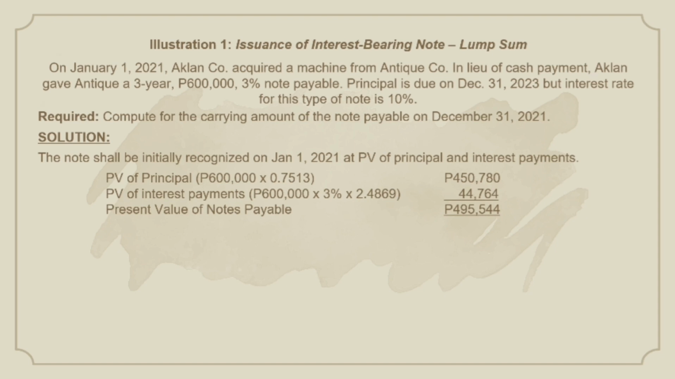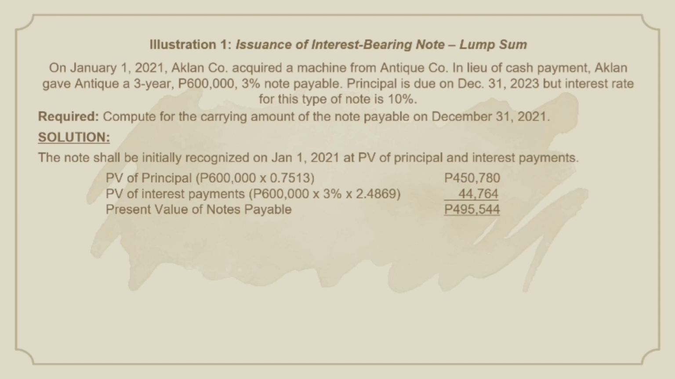So in the given data, no information is available to measure the note's fair value. Thus, the note shall be measured at discounted or present value. So the note shall be initially recognized on January 1, 2021 at present value of principal and interest payment. So present value of principal, we have here 600,000 times the rate of 0.7513, 450,780, and present value of interest payments 600,000 times 3% times the interest factor of 2.4869.